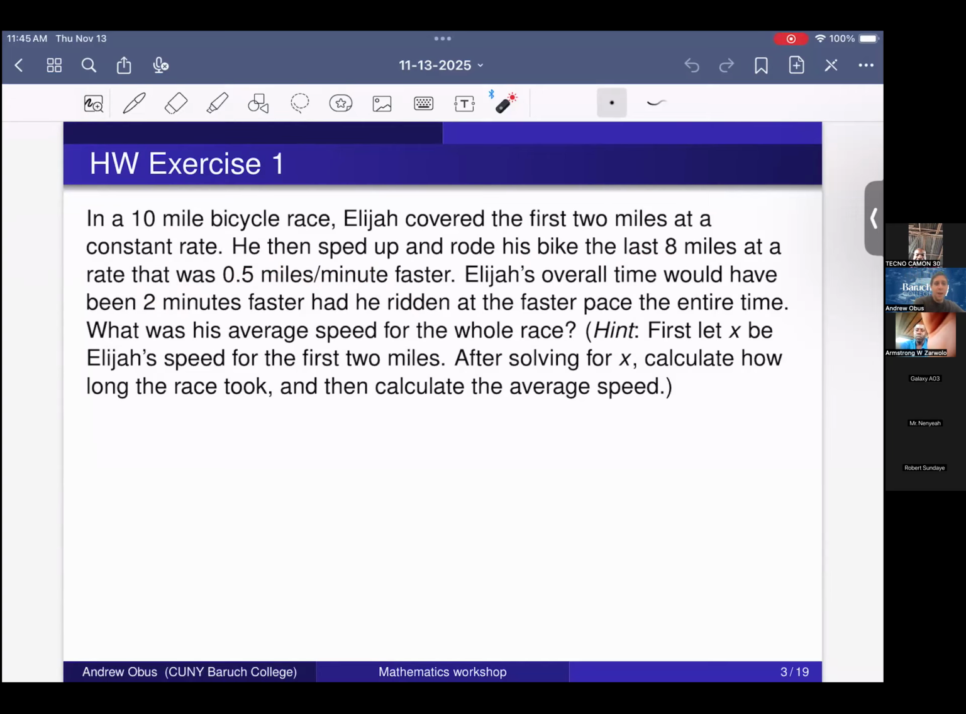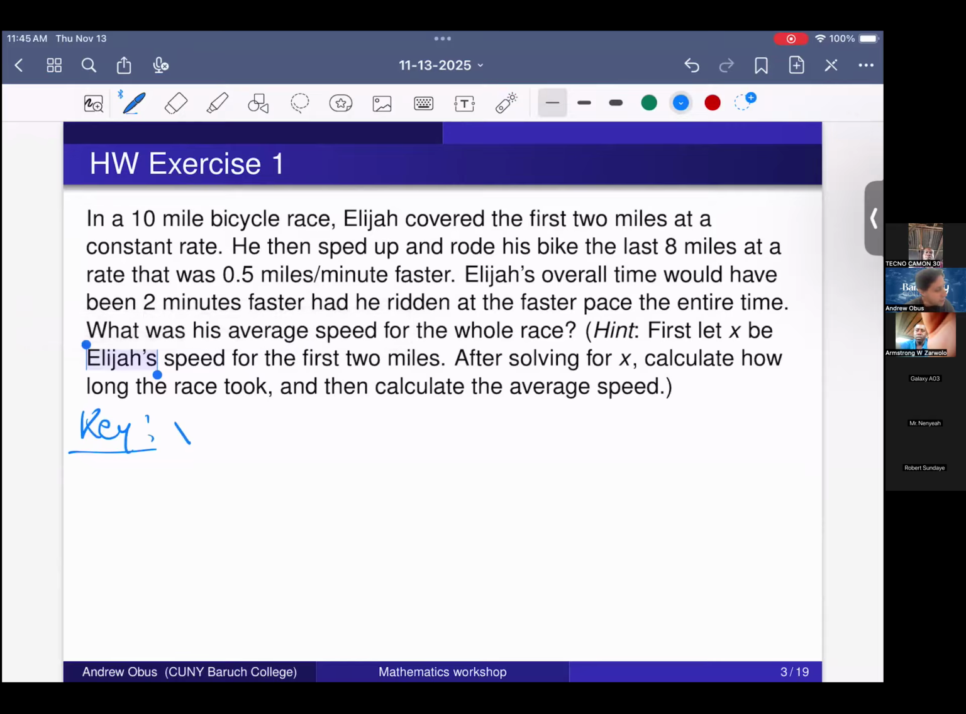Okay, so not that easy a question, certainly not something that you can solve in your head. But with our method, we should be okay, right? So we just go through the method. So the key. Well, I gave you a hint that basically says the key. Let X be Elijah's speed for the first 2 miles.